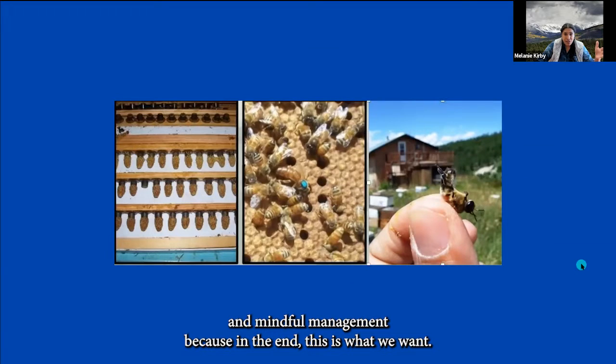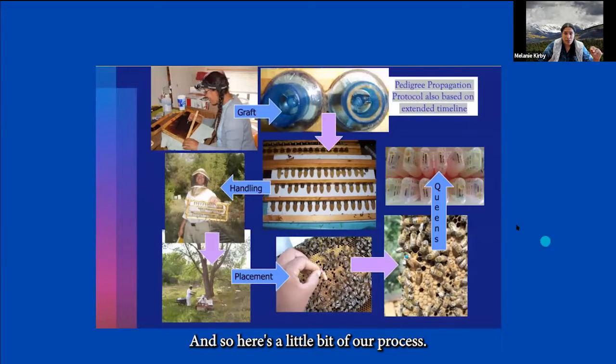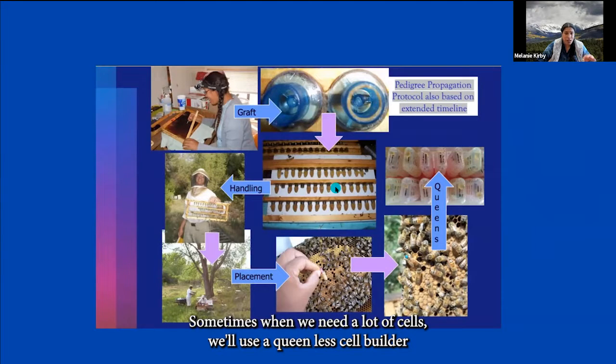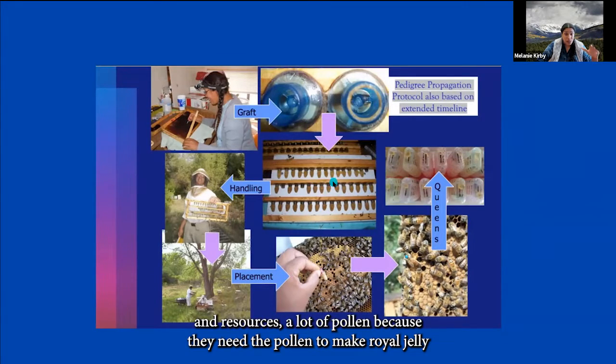Because in the end, this is what we want. We want to be able to rear healthy queens and healthy drones that they can mate with. And so here's a little bit of our process. We do the Doolittle grafting method. We graft day 3 and 4. They get put into our queen right cell builders. Sometimes when we need a lot of cells, we'll use a queenless cell builder, which is kind of like a walk-away split, but you just really stuff it full of bees and resources, a lot of pollen, because they need the pollen to make royal jelly.